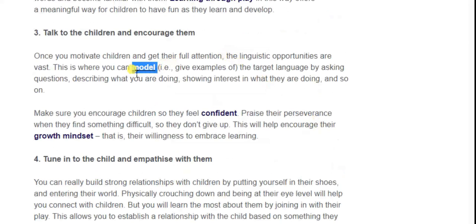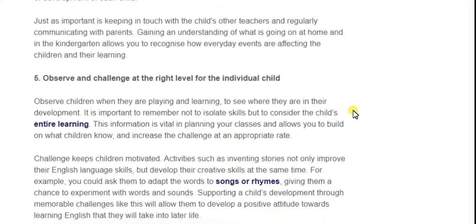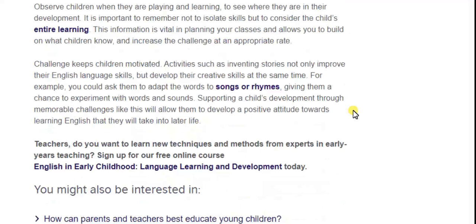Model. Model is important. That means showing them examples of what you want. So if you're reviewing colors, examples of colors. That means giving examples and getting students to give you examples. Sentences, grammar, giving them examples, students give you examples. Mostly speaking, but you can model them on the board or on the screen also.